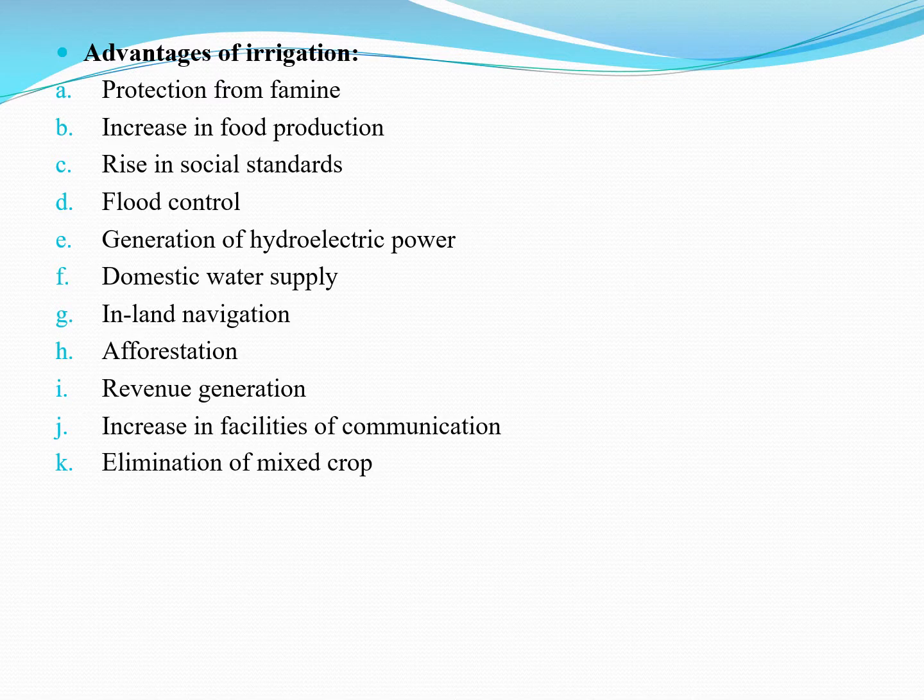Next, advantages of irrigation. There are many advantages of the irrigation system. First is protection from famine. Food production is increased due to irrigation by providing more crops used as food, and this protects a country from a famine situation by giving the water and fulfilling the requirements of people during the scarcity period, and thus protects from the famine situation.